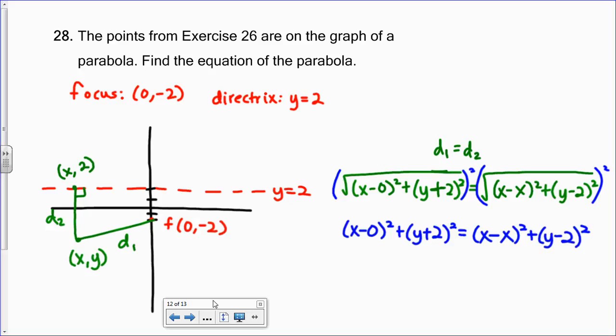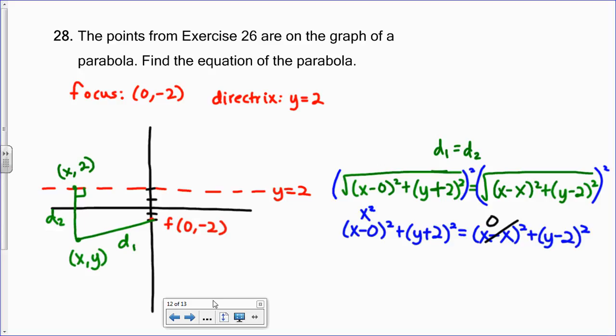What could I cancel out? Yeah, x minus x. X minus x is just 0, and 0 squared is just 0. So that term is gone. I also am going to rewrite this. X minus 0 is x, and x squared is x squared. So I'm just going to write that as x squared.